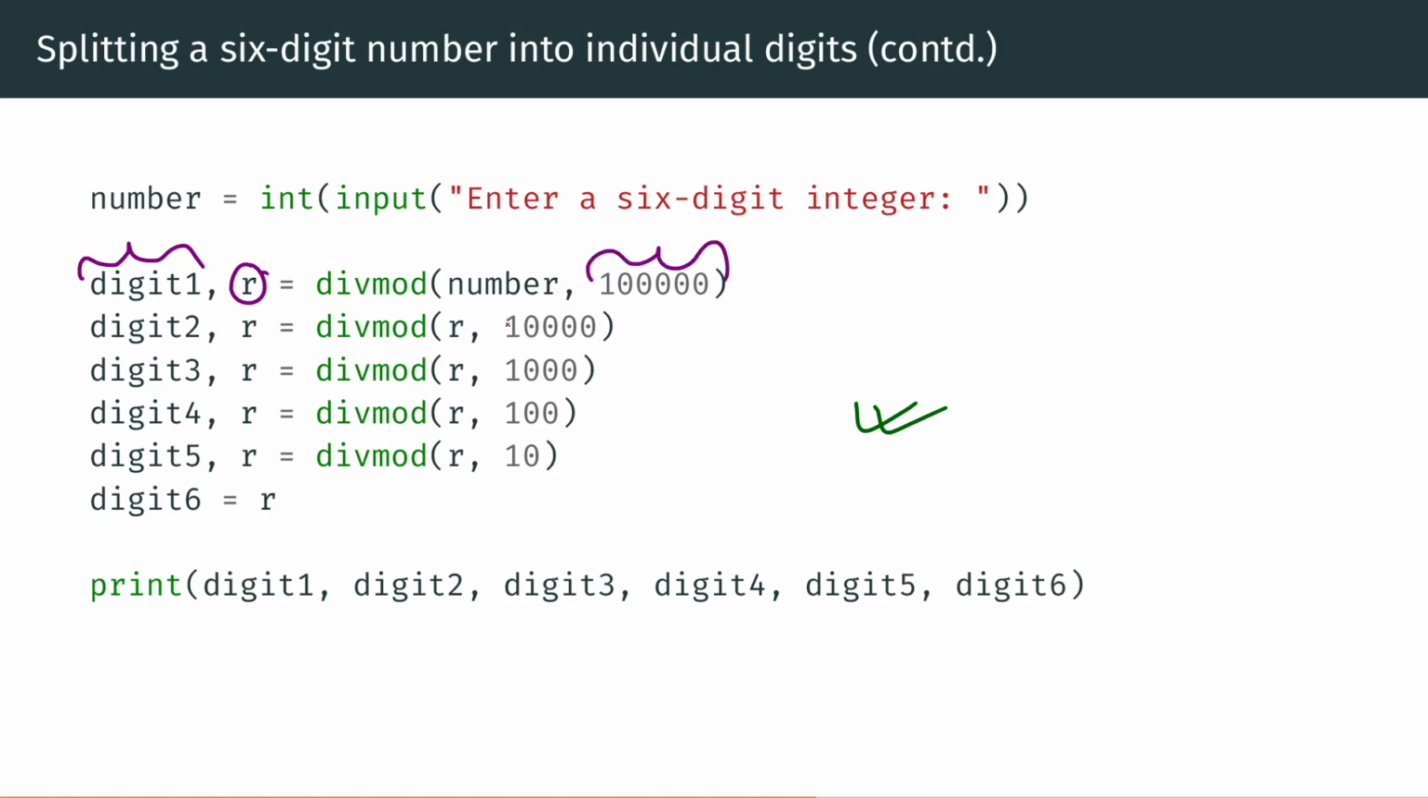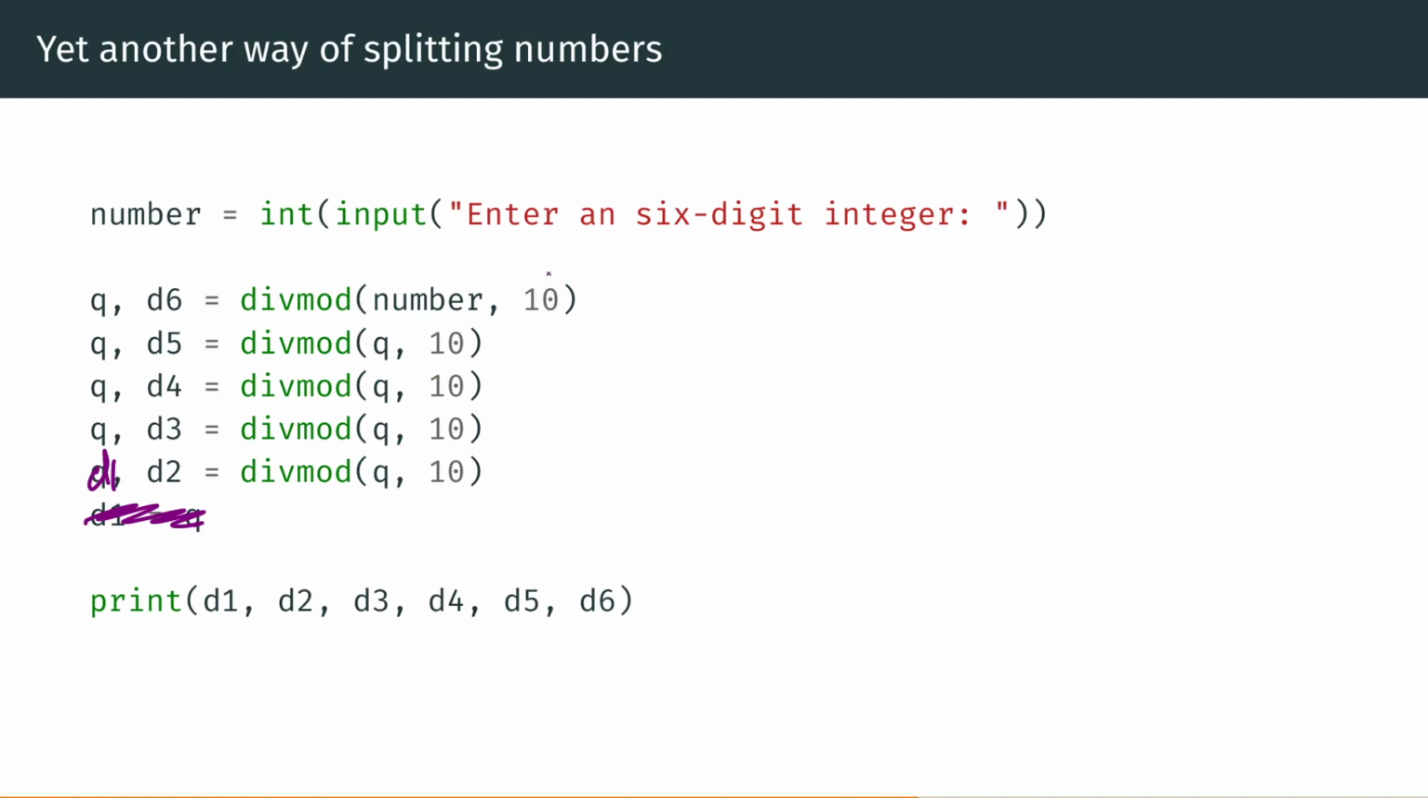6-digit number, and then we reduce the number to a 5-digit number, and then 100,000, 10,000, 1,000, 100. So we reduce the number of digits in our denominator. But here it stays the same. It's 10. It's always 10.